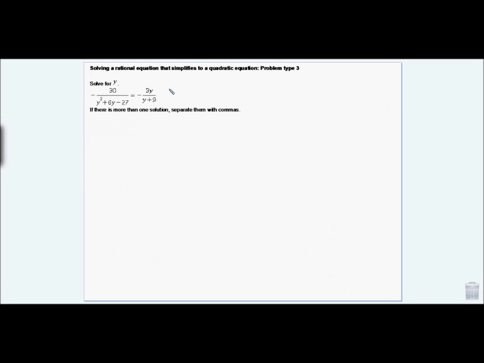For our next example, I have a quadratic expression in my denominator. Anytime I see a quadratic in my denominator, I want to factor it. So I'm looking for factors of 27 that have a difference of 6. My only factors of 27 are 1 and 27, and 3 and 9. 3 and 9 have a difference of 6, and I want that 6 to be positive, so I'm going to do +9, -3. And that's going to be equal to -3y over y plus 9.